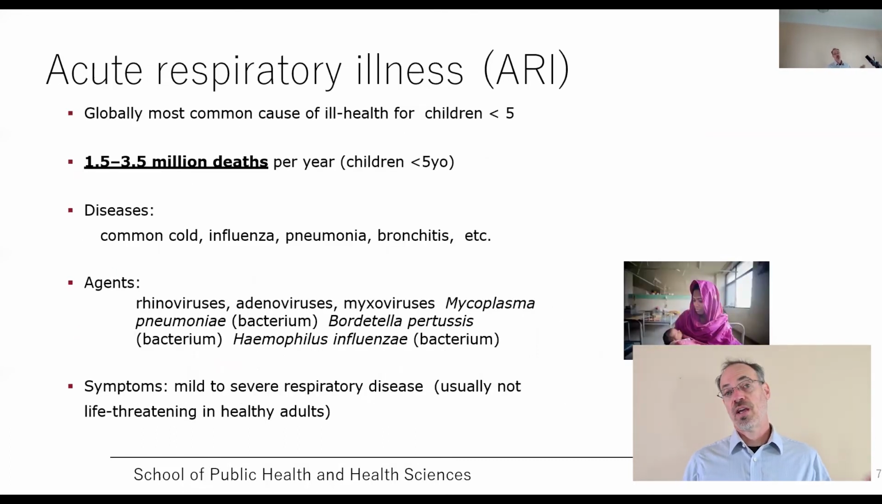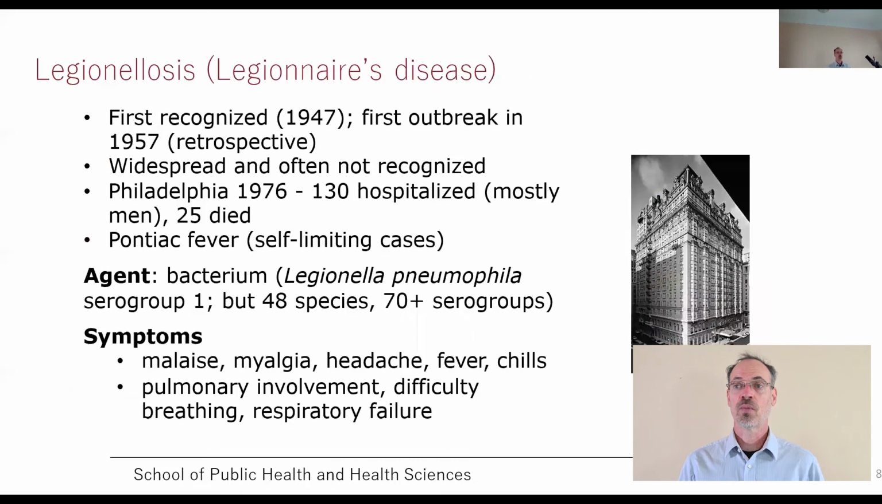Acute respiratory illnesses, ARIs, are globally the most common cause of ill health for children under 5. There are 1.5 to 3.5 million deaths per year. Diseases, of course, run from the common cold, influenza, pneumonia, bronchitis, etc. And agents run the gamut of rhinoviruses, adenoviruses, myxoviruses, and others. Symptoms include mild to severe respiratory disease, usually not life-threatening in healthy adults. In children and immunocompromised people, it can be very serious.